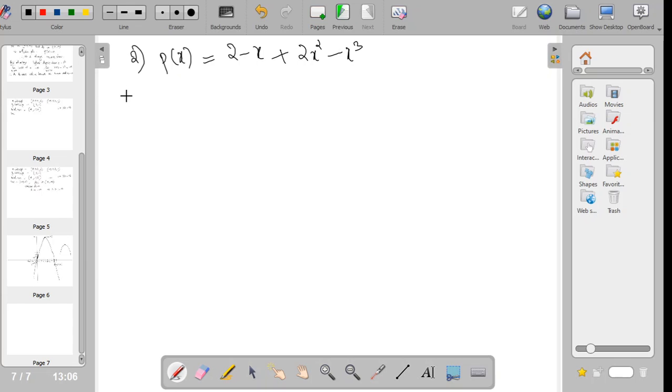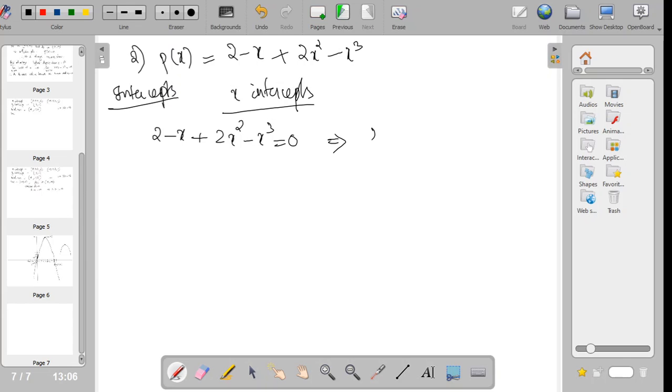Okay, so let us find the intercepts first. So the x-intercepts: consider the equation 2 minus x plus 2x square minus x cube equal to 0. So you have 2 minus x plus x square into 2 minus x equal to 0. So that gives 2 minus x into x square plus 1 equal to 0. So the only real root is, it will intersect the x-axis only at the point x equal to 2. The real root is x equal to 2. So that is the only x-intercept.